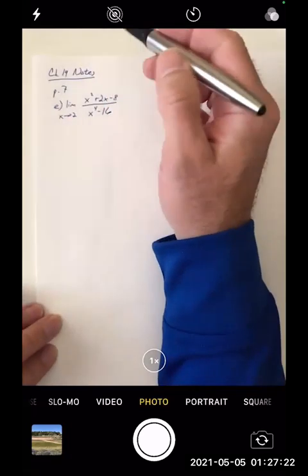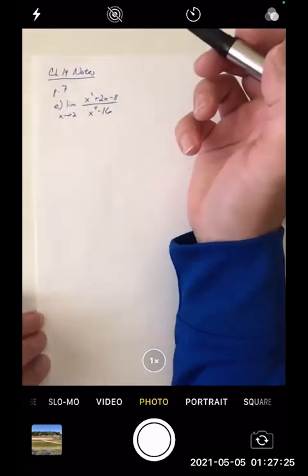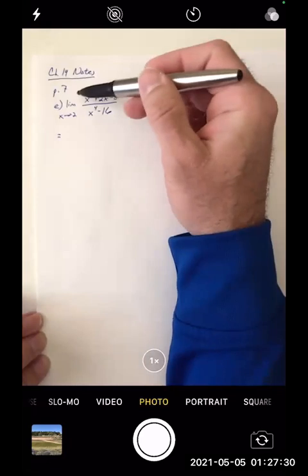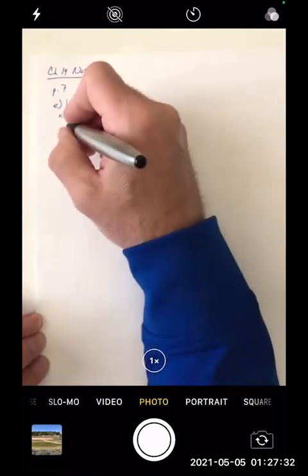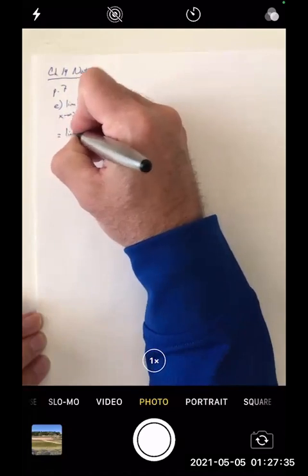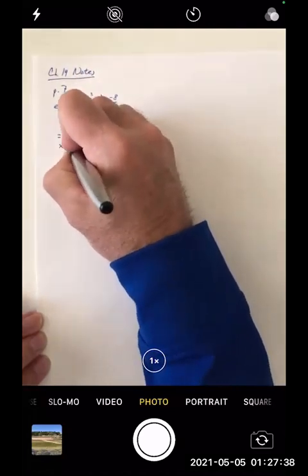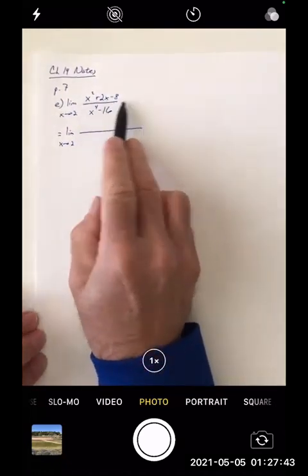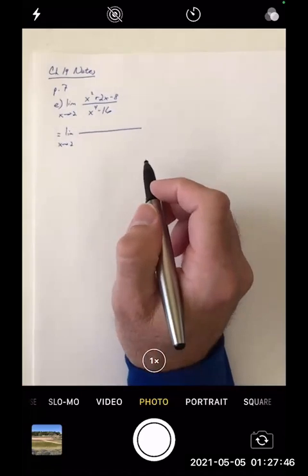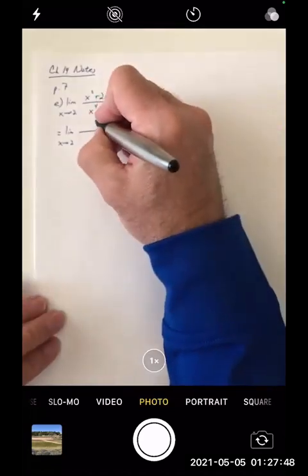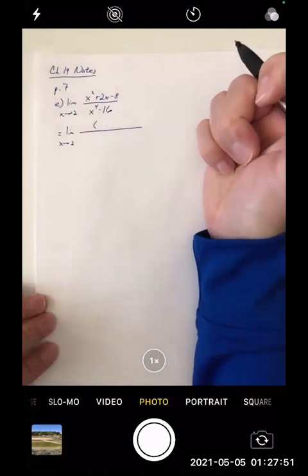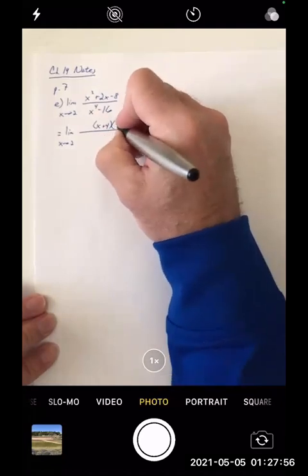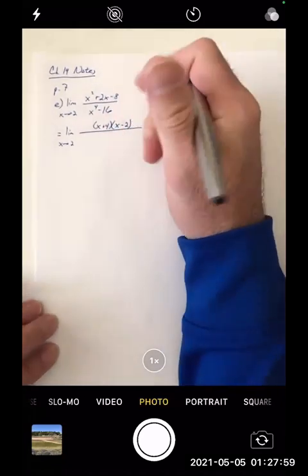So we can't plug it in, which means we have to manipulate the function. And since it's pretty much just polynomials on top and bottom, your only option is to start to factor and hopefully get things to cancel out. That will then allow you to plug stuff in. So the numerator, what would that factor into? X plus 4 times x minus 2.